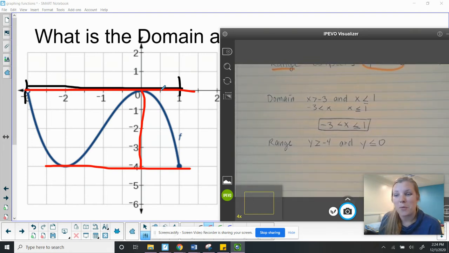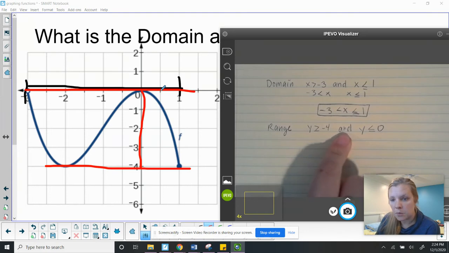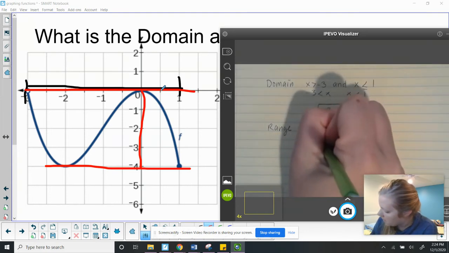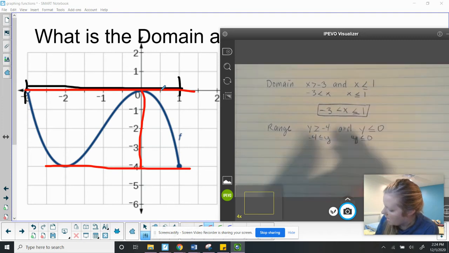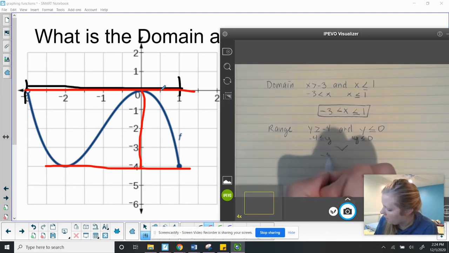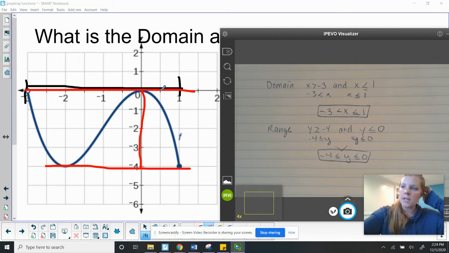And so then if I want to rearrange my compound inequality again, my conjunction, which I'm allowed to again because it's connected with the word and, I can flip this around and then smush them together. -4 is less than or equal to y is less than or equal to 0. That's my range.